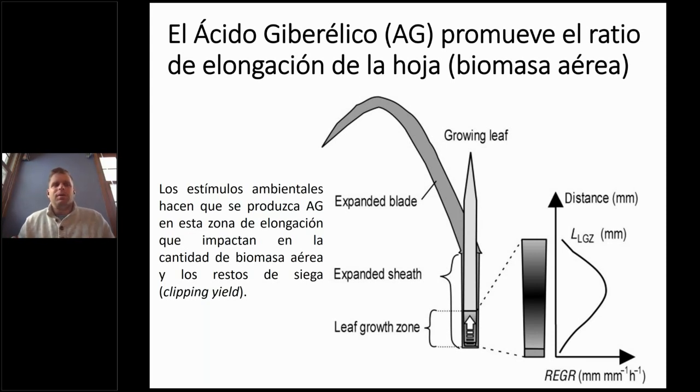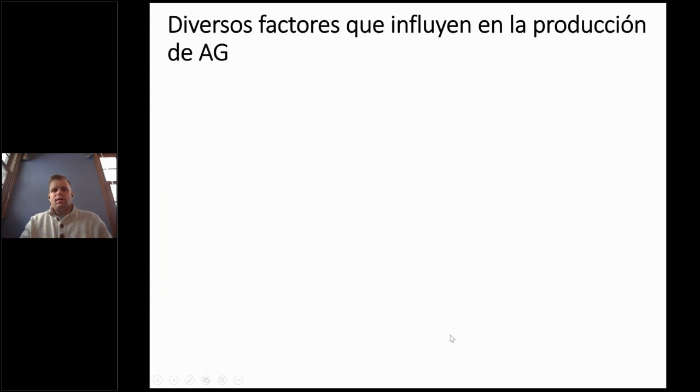So if we're trying to manipulate our growth rate, we're really trying to manipulate the plant's production of this essential hormone called gibberellin. If there's more gibberellin, the grass grows faster. If there's less gibberellin, the grass grows slower. There's a bunch of factors that all impact gibberellin production.